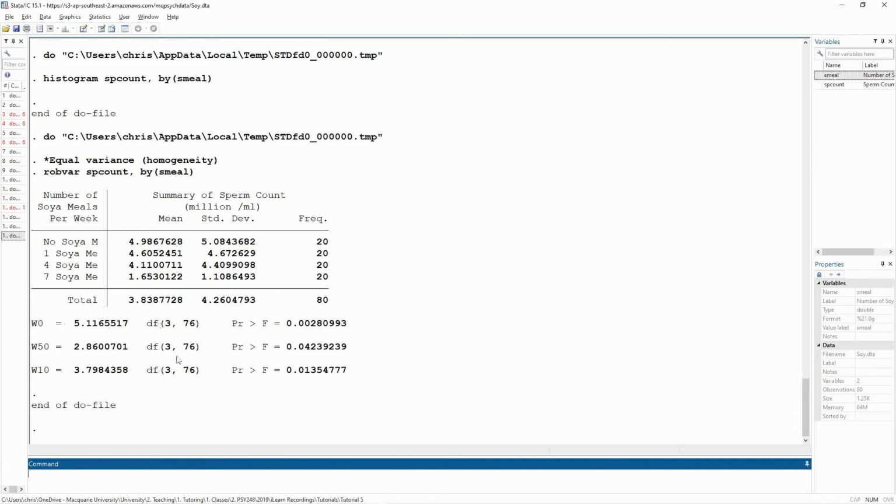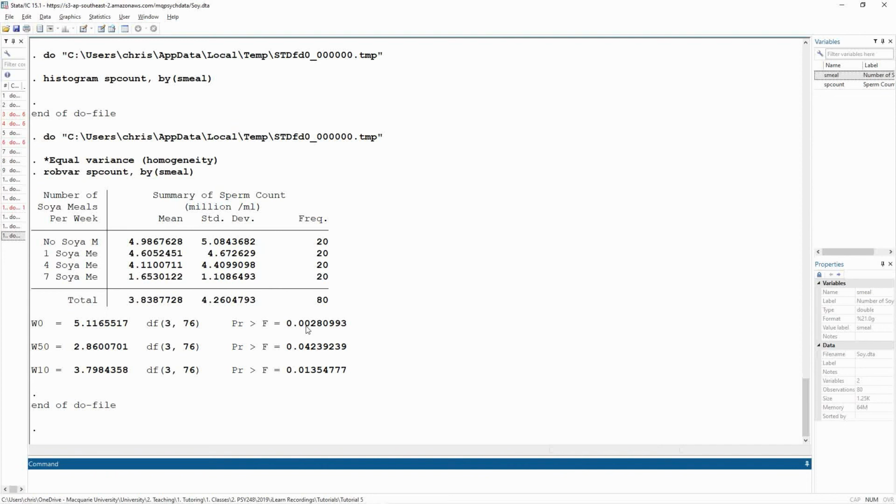Now there are 3 different kinds of equal variance, W0, W50, W10. W0 is using the mean, W50 uses a median, and W10 uses what we call a trimmed mean, which basically takes the 5% most extreme scores off either side of the distribution. So you're effectively losing 10% of the distribution. We're going to look at W0 in this course, so you can ignore the other 2. And what we see is W0 is significant.